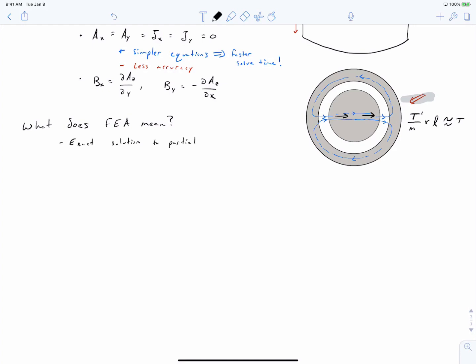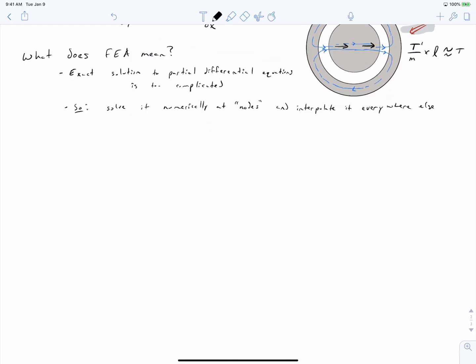So Maxwell's equations are a set of partial differential equations, and FEA can be used for far more than just Maxwell's equations. It's used for heat transfer, for structural analysis, and so on. It's a general approach to solving differential equations. Alright, so we're talking about nodes here. Let's develop this set of bullet points by way of an example.